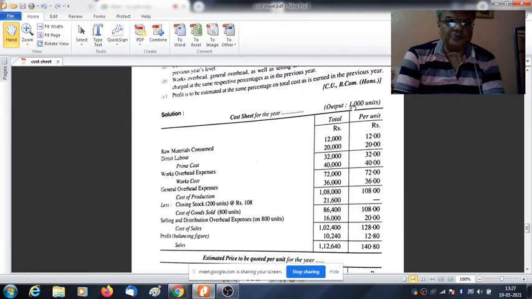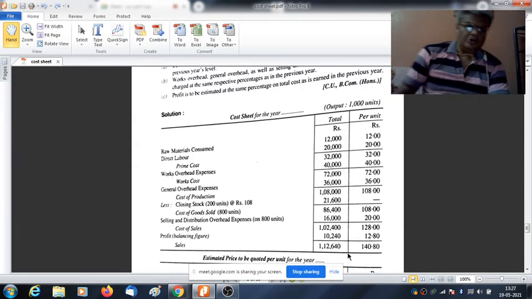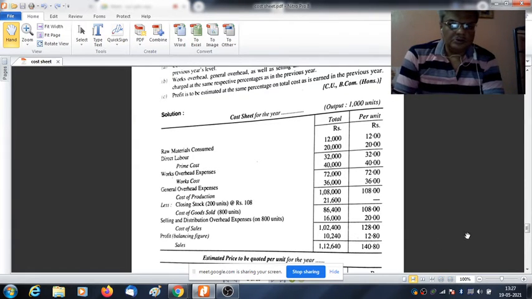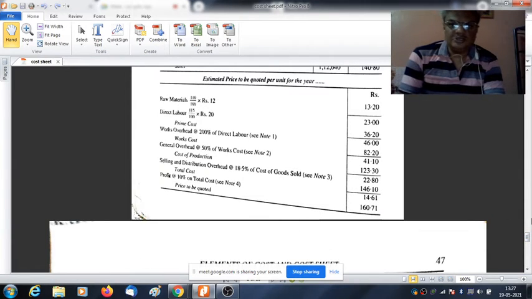That is, when output is 1000 units, we have computed the normal cost sheet based on historical data. Mind it, based on historical data. Now we have to calculate the work overheads. Now we have to establish this relationship.